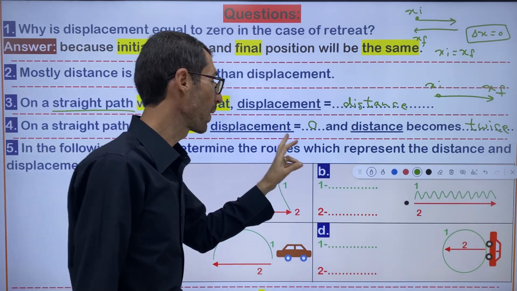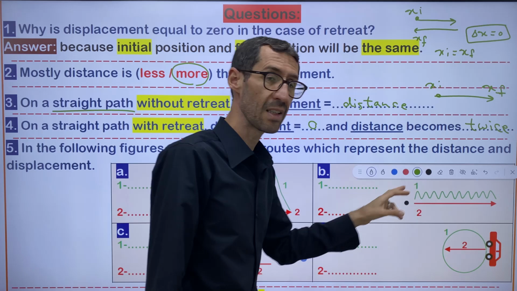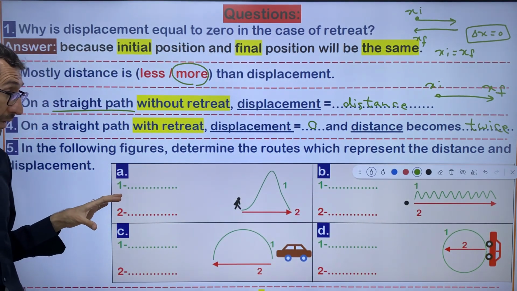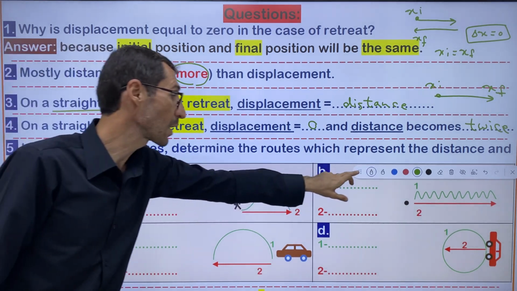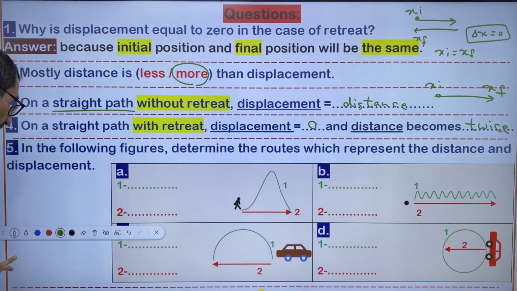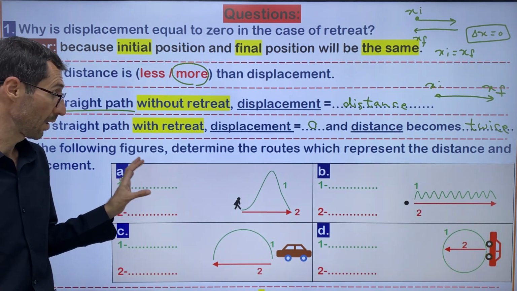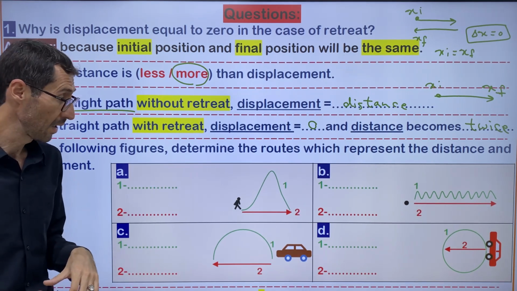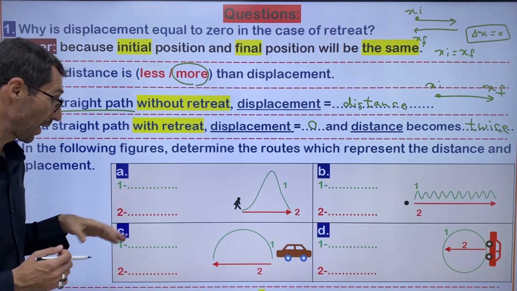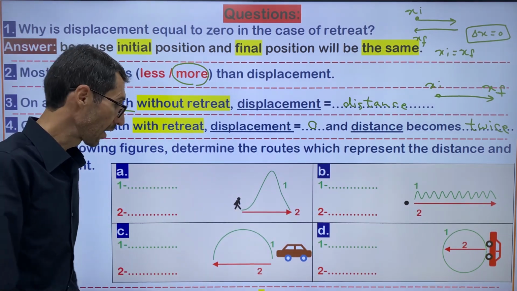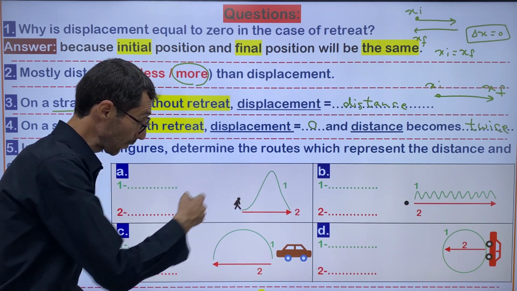Determine the routes which represent the distance and displacement. So what's unknown here? You are asked to determine the distance and displacement, right? There are some paths. Let's discuss them together. Number 1, for example, A. I want you to tell me which one is distance and which one is displacement.